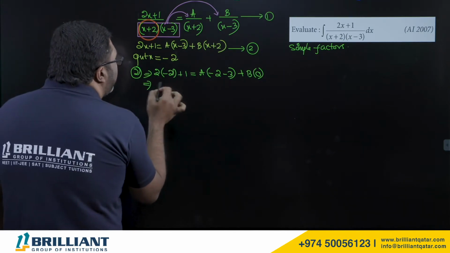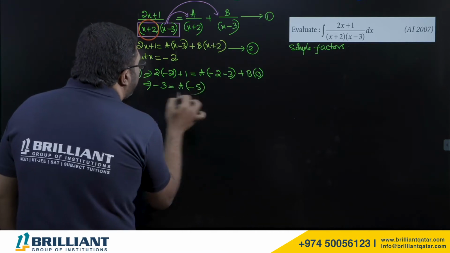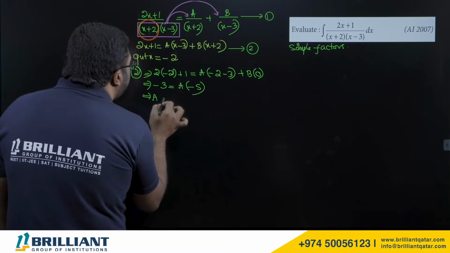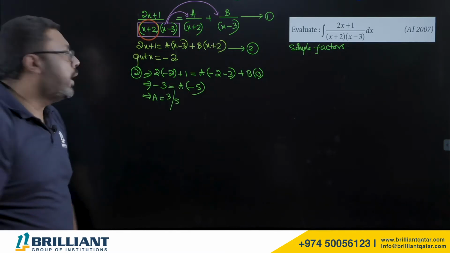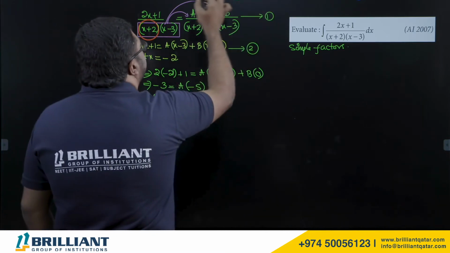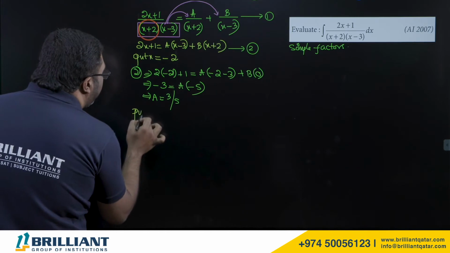That is going to be minus 4 plus 1 is minus 3, a into minus 5. That implies a is equal to 3 by 5. Okay, now next one, we're going to put the next value of x.